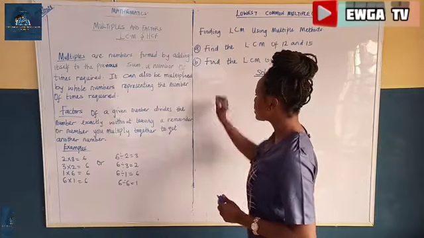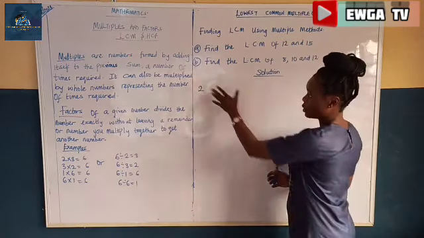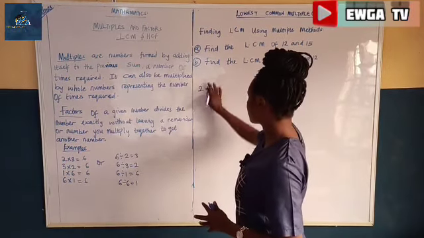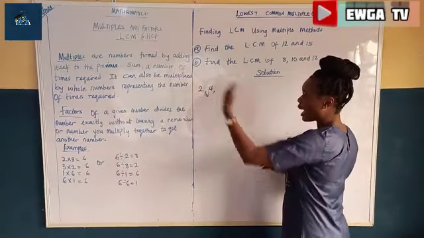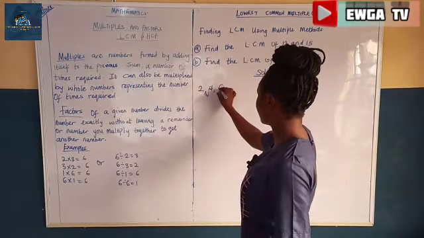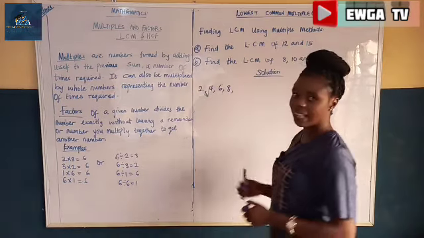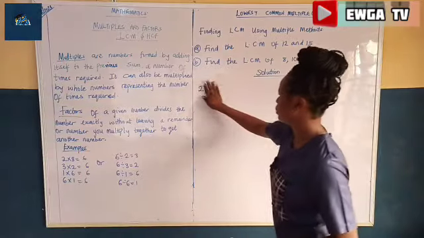For example, if I'm looking for the multiples of 2, that's what I'm going to be adding. 2 plus 2, that's 4. These are the multiples of 2. I'll be adding 2 each time. Plus 2, that's 6. Plus 2, 8. Plus 2, like that, like that. Those are what they call multiples.